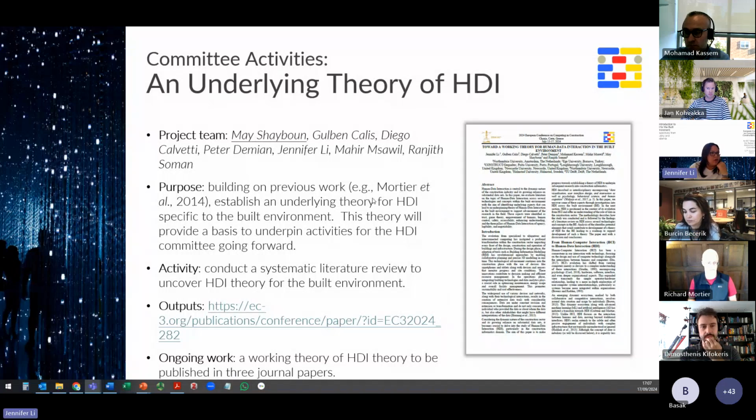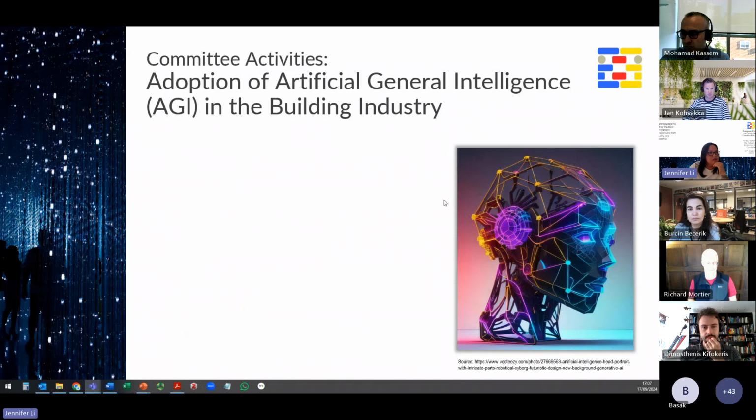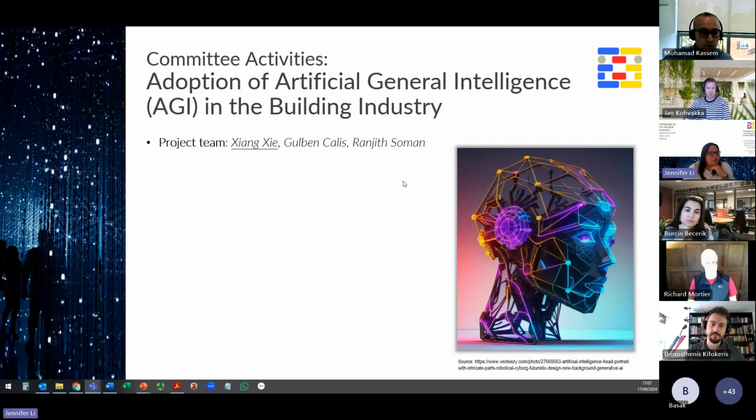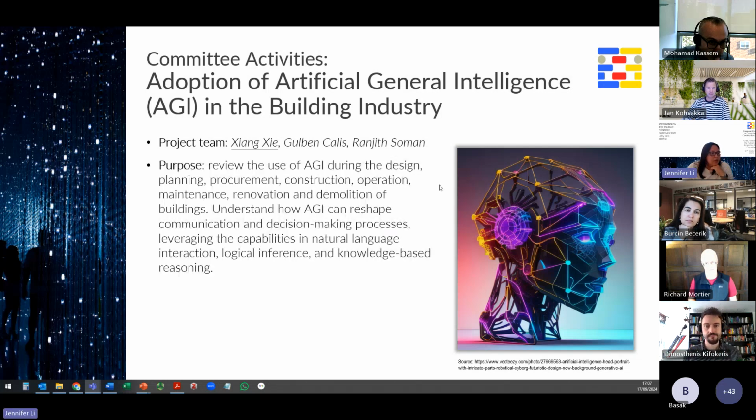Another project we have ongoing at the moment is looking at the adoption of artificial general intelligence in the building industry. So this is a project that's being led by Xiang Jie from Newcastle University, who is a member of our committee. And the idea is to look at the use of AGI across the built environment and the building industry to understand how we can start using it to reshape communications, decision-making processes, and so on. And I think there might be some correlations today between what Dimos and Jan talk about in terms of what's involved in this project as well.